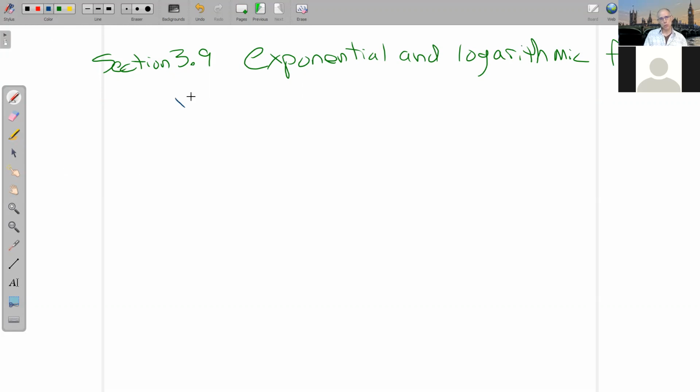If I know that y is equal to b to the x, then the equivalent logarithmic statement is that x equals log base b of y. So these exponential and logarithmic functions are inverse functions.